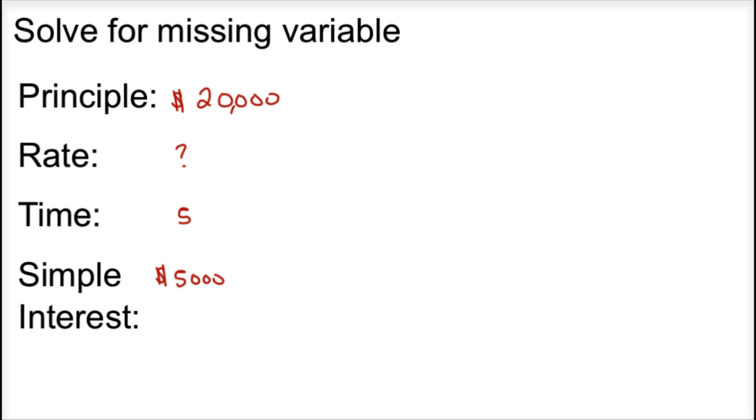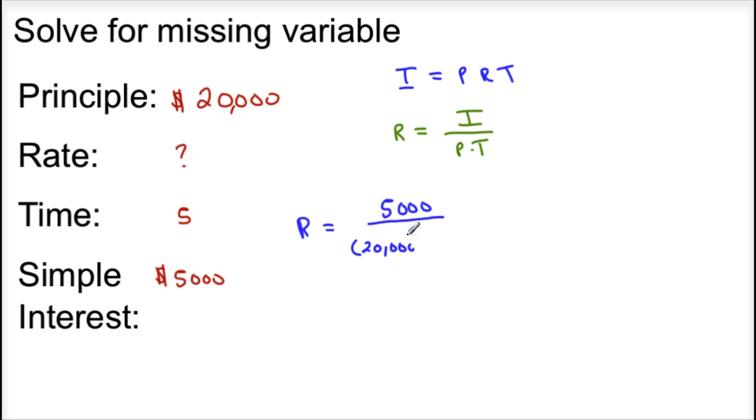Let's look at a different one. So here we have the principal. We're missing the rate. We have the time. And we have the simple interest. So back to our previous examples, we had I equals PRT. Since we were missing the rate, we went back from our previous example. R equals I over P times T. So we have our variables. R equals simple interest. I is 5,000 divided by P, which is 20,000, times T, which is 5.